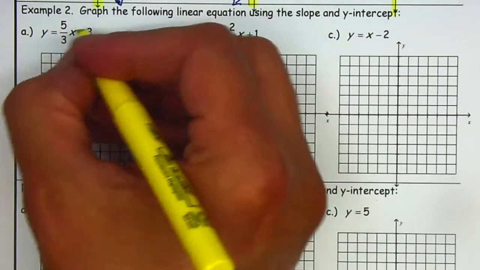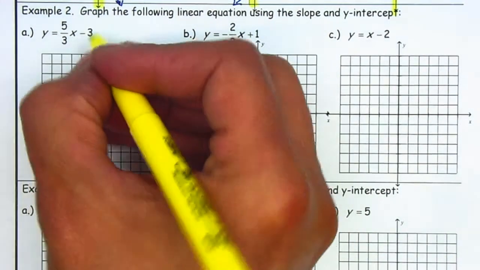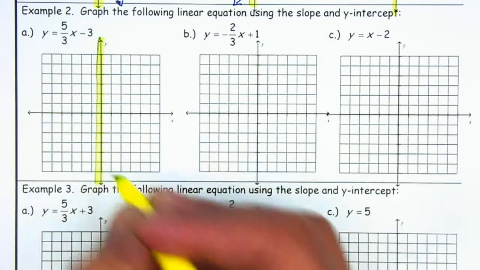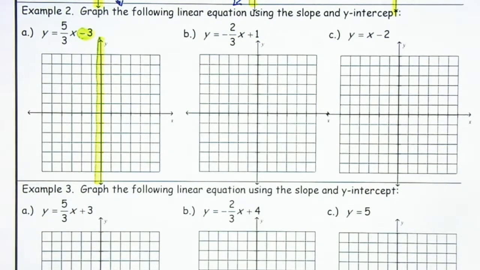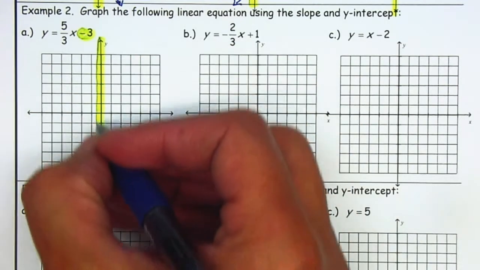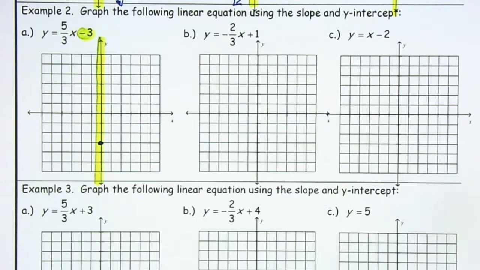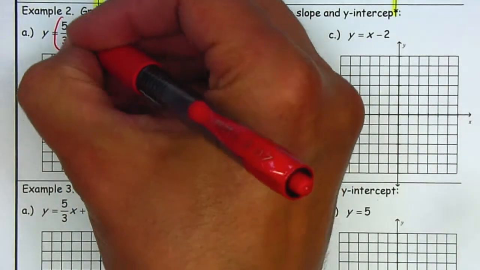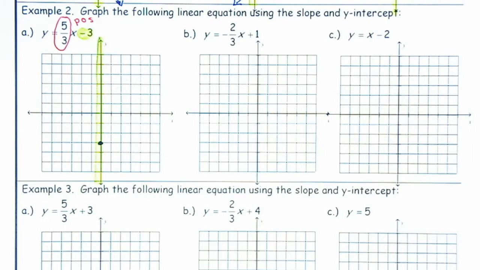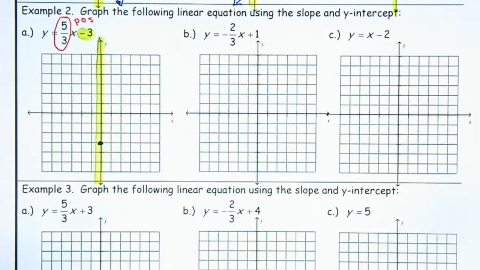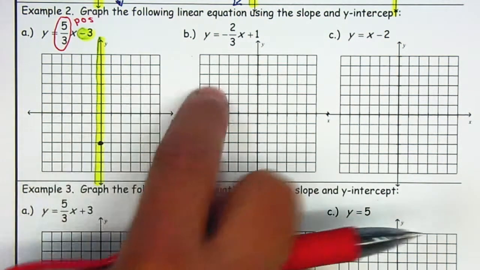Great. So example 2a. I'm going to highlight the y-axis and my y-intercept. My first point will be on the y-axis. This is where the line crosses the y-axis at -3. Now my slope is positive, and I want you guys to write down the words positive, or POS will be sufficient. It's positive, so that means we're going to go up and to the right.